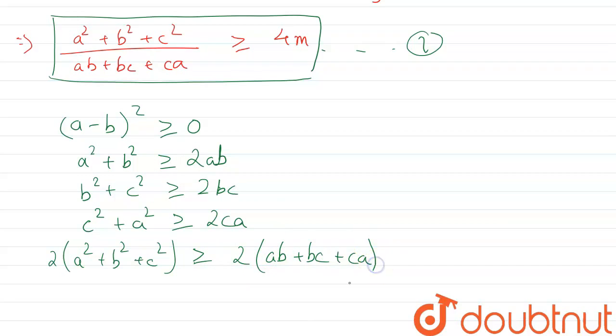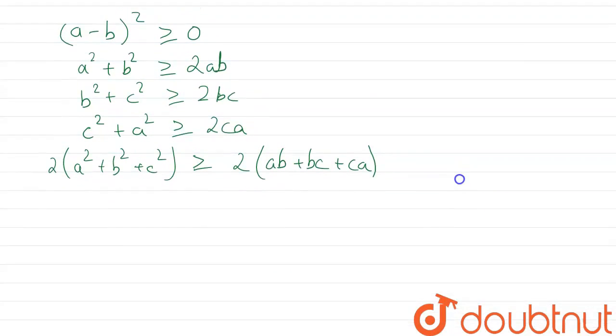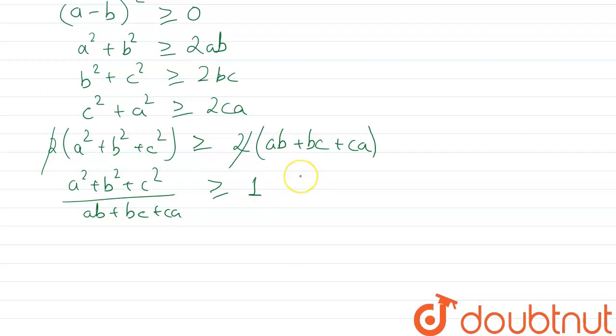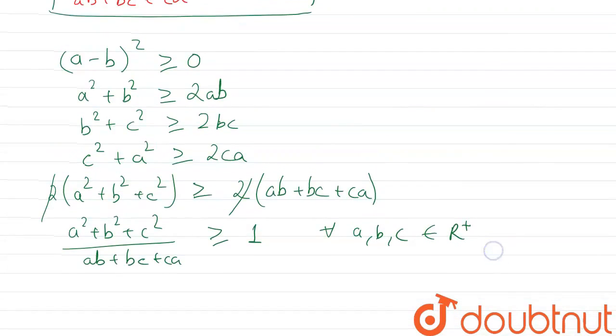Fine. So since here a, b, c are positive, we can simply divide and cancel the 2. So we will get a square plus b square plus c square upon ab plus bc plus ca is greater than or equal to 1 for a, b, c positive. Okay, now this is our equation 2.